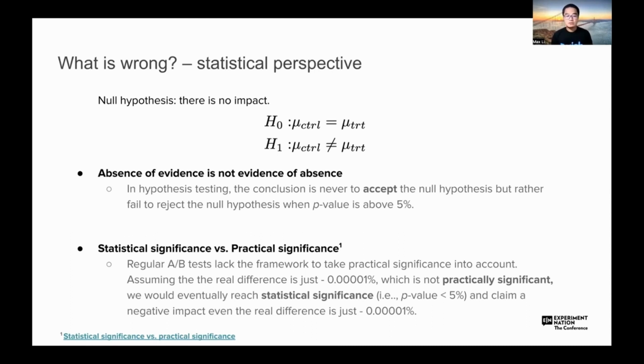Furthermore, there's a distinction between statistical significance and practical significance. So if there is a teeny tiny difference between your treatment and control, say the difference is like 0.000001%. If you run your experiment long enough, you will eventually reach the statistical significance, meaning the p-value would be smaller than 5%, and you conclude that there is a negative impact. But do you even care when the negative impact is that small? Probably not. But conventional A/B testing doesn't have a framework to take this practical significance into account.